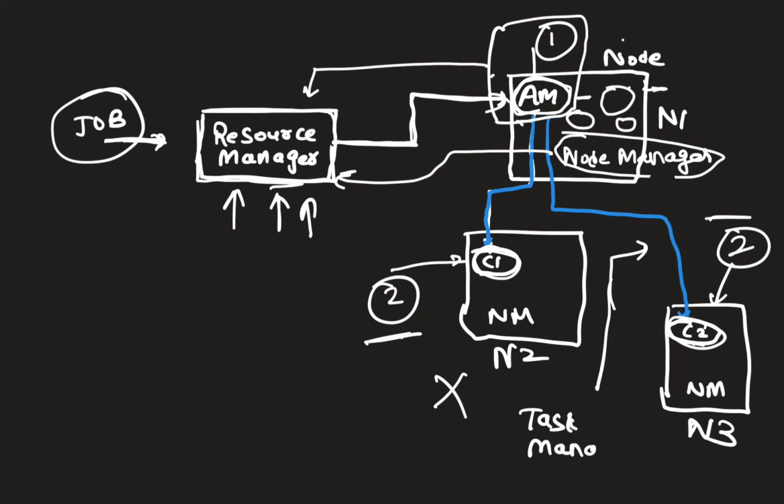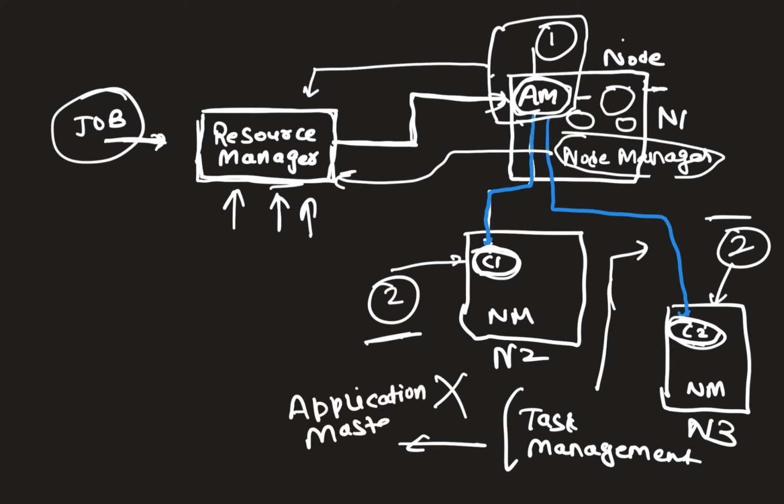Now task management is being done by application master, right? This task management is done by application master, which I was showing here. And application master, you can think of it is also one of the container on any of the node which is created by resource manager.